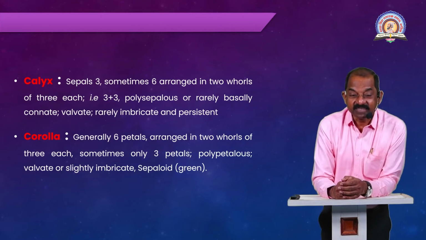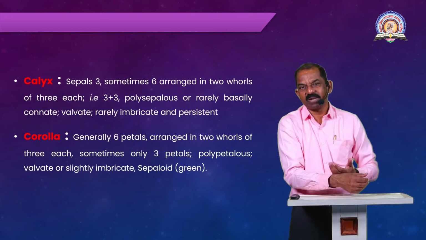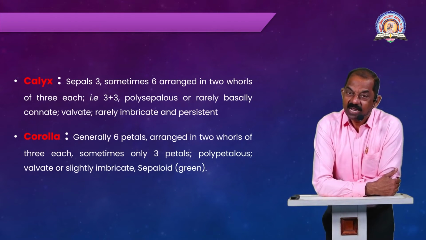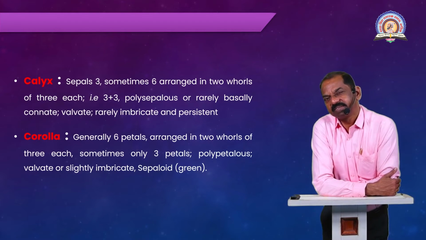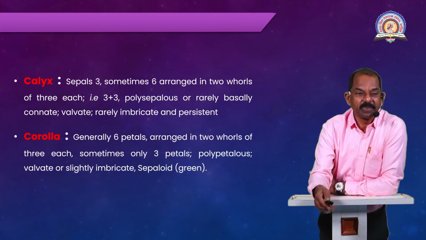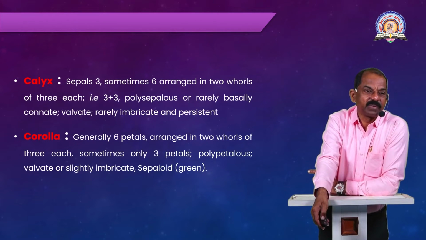They are sepaloid in some cases. Sepaloid means they look like the sepals, green in their color. Simply we will say sepaloid. So such a type of petals may be present there. They look like the sepals.